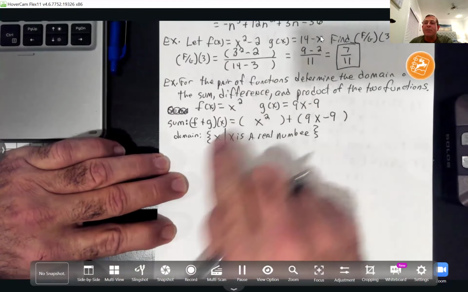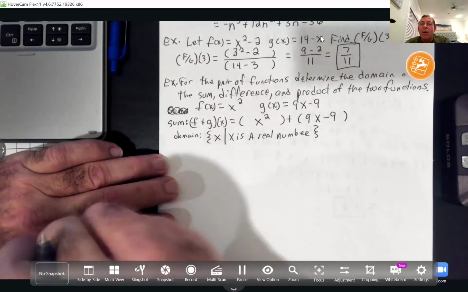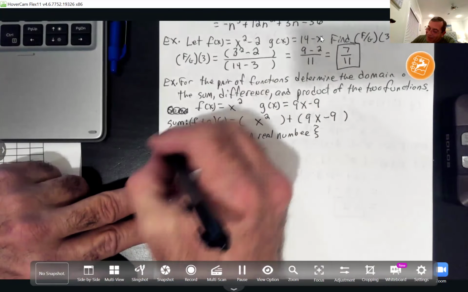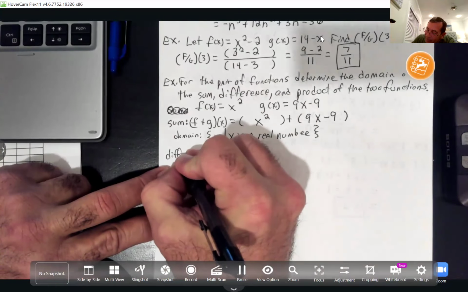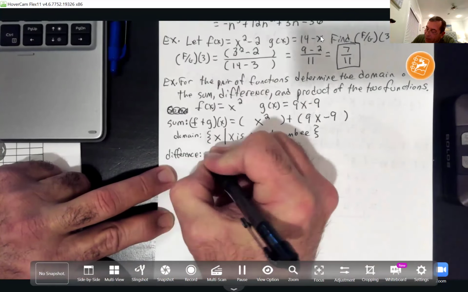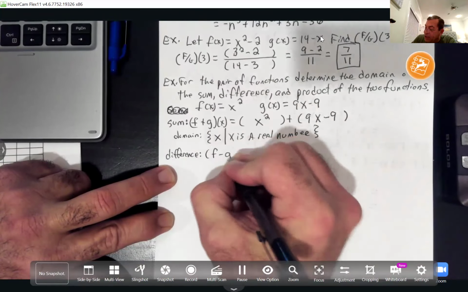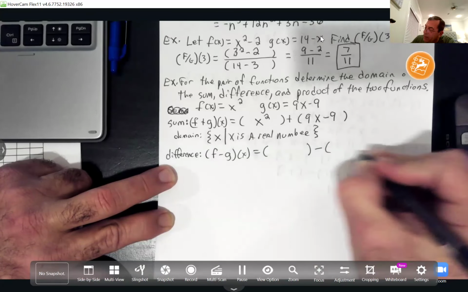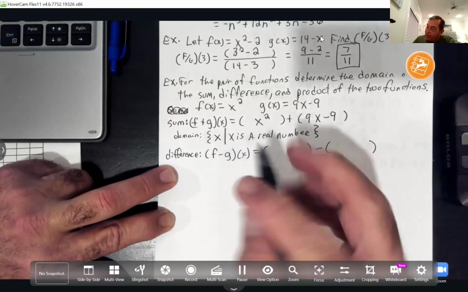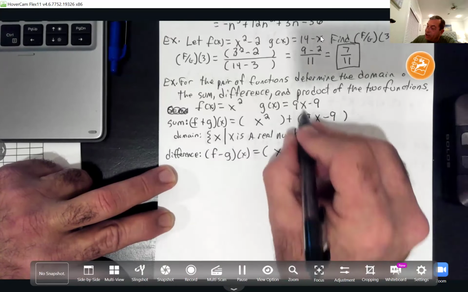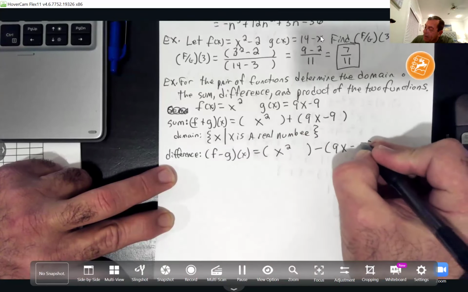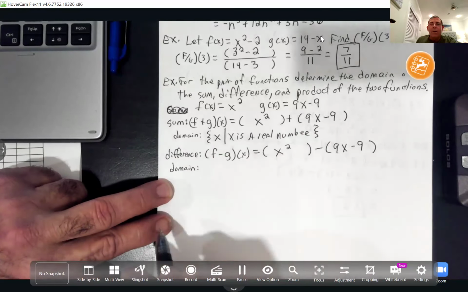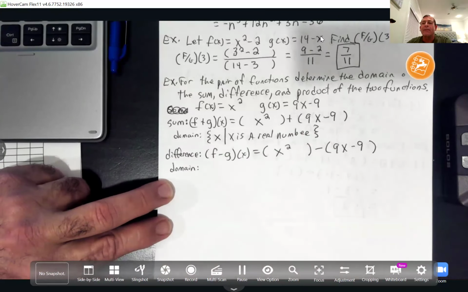Just because we're changing the subject doesn't mean that we're not worried about it. The only thing we're worried about are those fractions, okay? So let's do the difference. Well, the difference will be f minus g of x. That'll equal my f minus my g. Well, y'all, f is still x squared, and g is 9x minus 9. So what we want to know is, what's the domain for this subtraction?